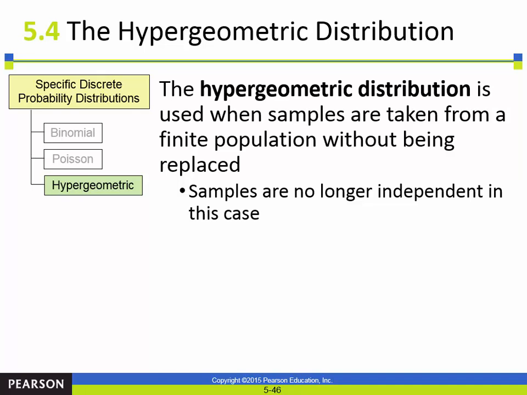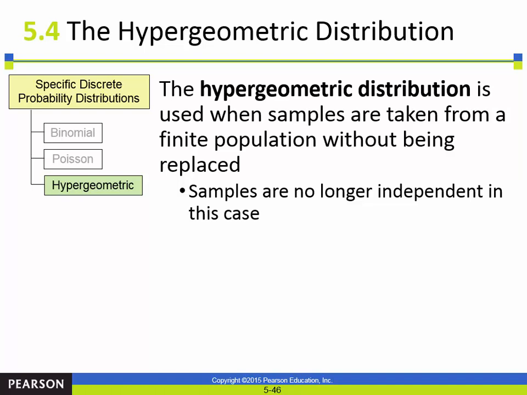All right. Hypergeometric distribution is used when samples are taken from a finite population without being replaced. Samples are no longer independent in this case, right? For the first two, we were talking about having independent relationships between everything. In a binomial, if I flip a coin, each flip is independent of the next flip. Just because I got a heads on the first one doesn't change the chance that I'll get a head on the second one. In the Poisson process, same thing. Each option is independent of one another.